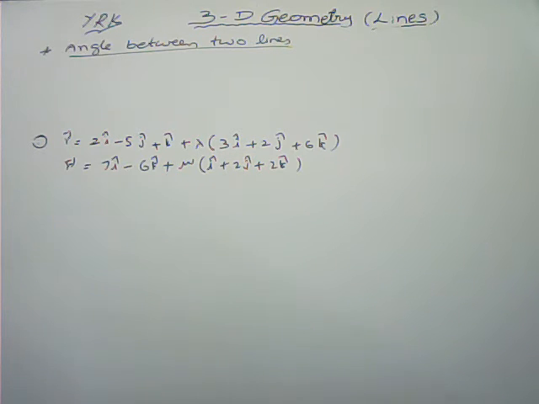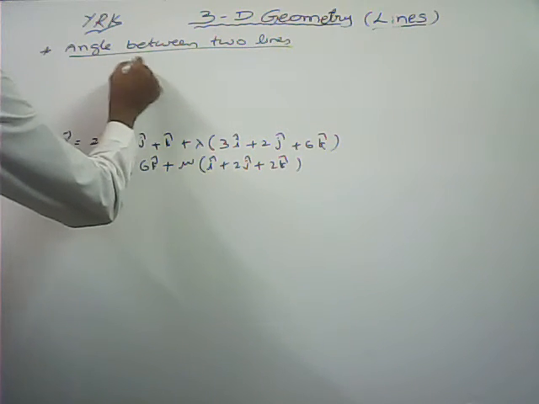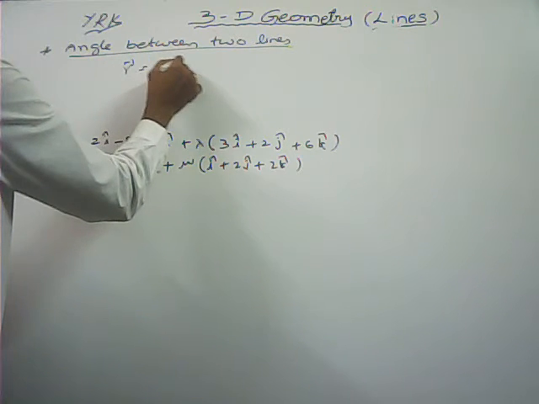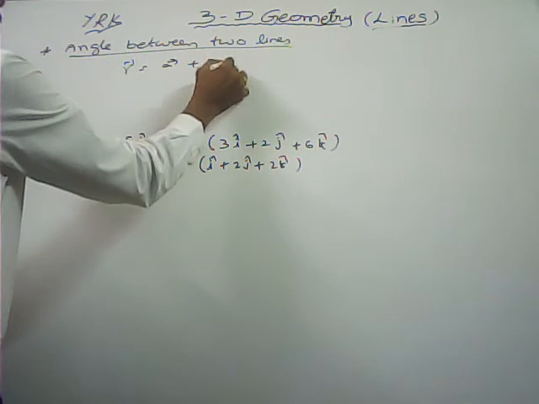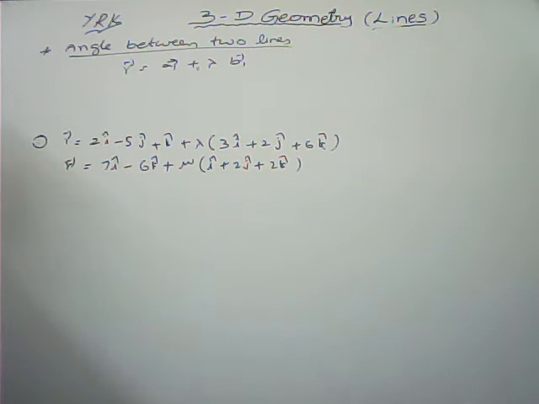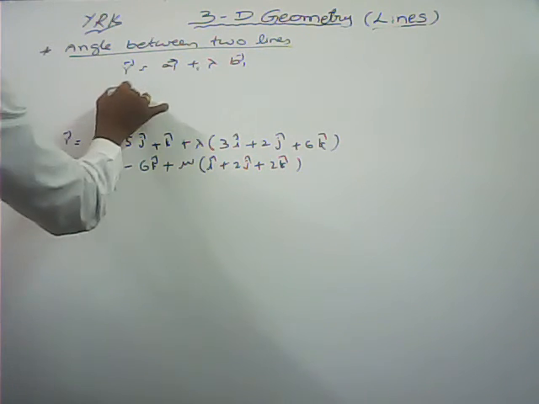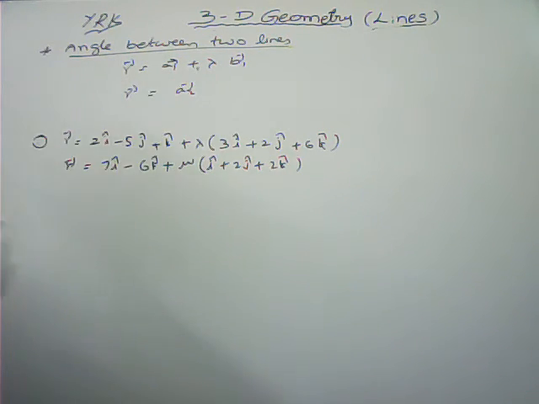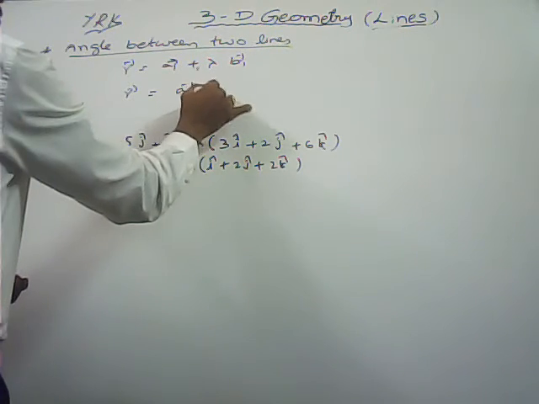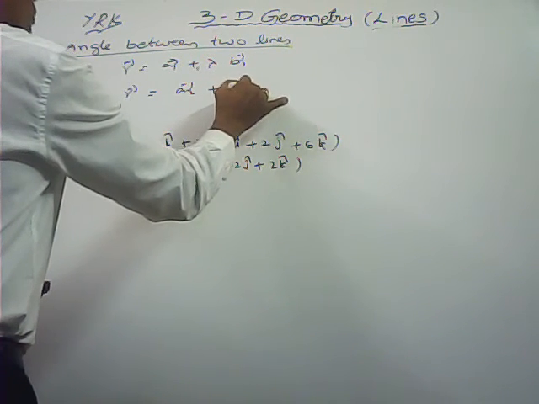Next, angle between 2 lines. One more concept, angle between 2 lines. Here 2 lines are given: r bar is equal to a1 bar plus lambda b1 bar, that passes through the point A1 whose position vector with respect to origin is a1 bar, and is parallel to the vector b1 bar. This is the standard form of the equation of a line, r bar equals a bar plus lambda b bar. One more line: a2 bar plus lambda b2 bar.